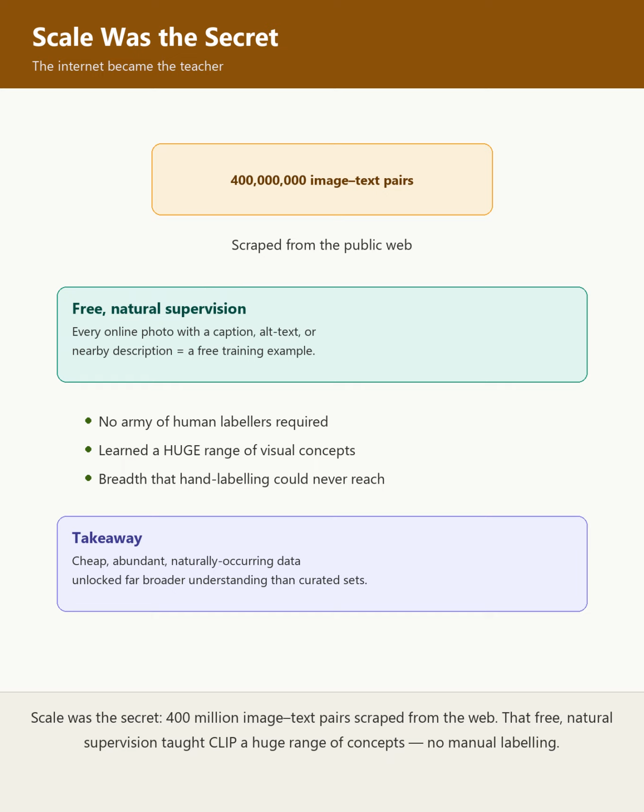The scale is what made CLIP special. Instead of a small hand-labeled dataset, the original CLIP was trained on 400 million image and text pairs scraped from the public internet. Think of every photo online with a caption, an alt-text tag, or a description nearby. That free, naturally occurring supervision meant CLIP learned an enormous range of visual concepts without anyone manually labeling them. The internet itself became the teacher.